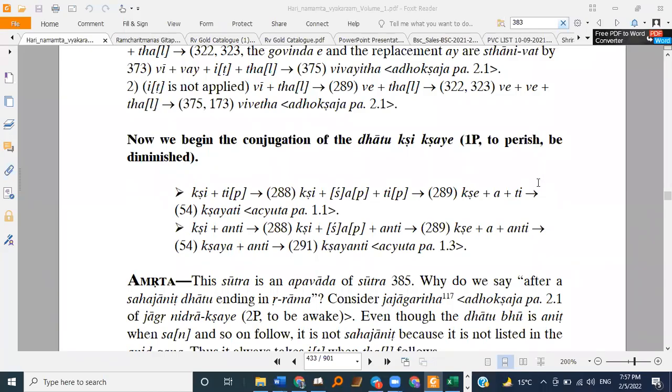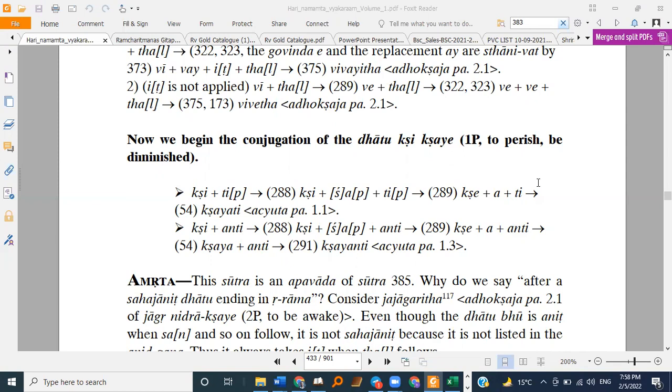Okay, so this is Harinamamrta Vyakaranam, Akhyat Prakaranam, and Vadigana. So kshay. Words like kshaya, kshina, ityadi come from this root. So to perish, be diminished. So kshi yuktatip.